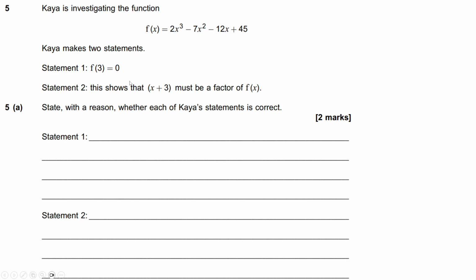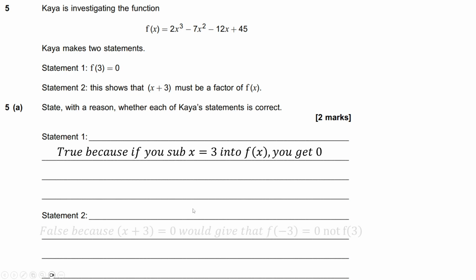Kara's investigating the function. Statement 1: f of 3 equals 0. If you go ahead and just plug in x equals 3 into all of this, you will get 0. So just say true, because if you sub x equals 3 into f of x, you get 0. This shows that x plus 3 is a factor. That's incorrect, because x minus 3 would be the factor. So just say that's false, because x plus 3 equals 0 would give that f of minus 3 equals 0, not f of 3.